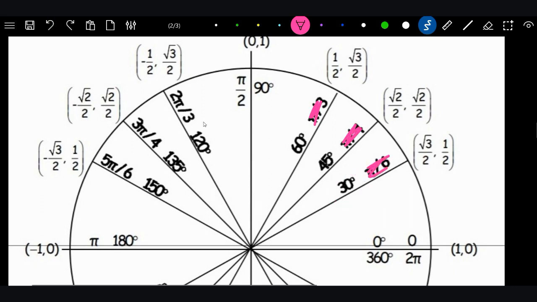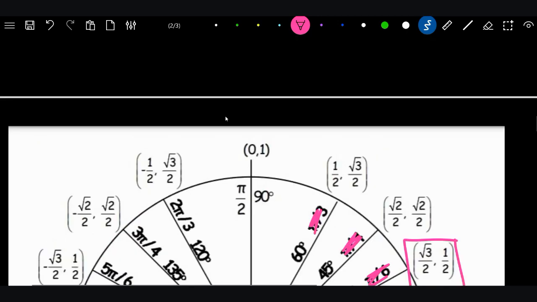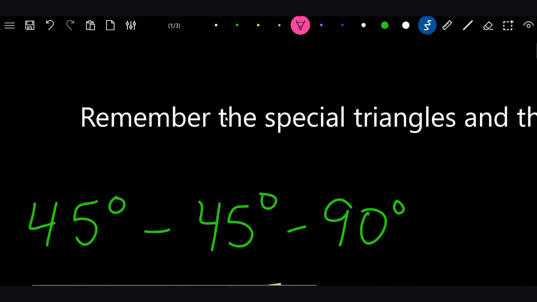So that's the 30. Look at what we have here on the 30. The x is square root of 3 over 2. Where did that come from? We'll look back up here.